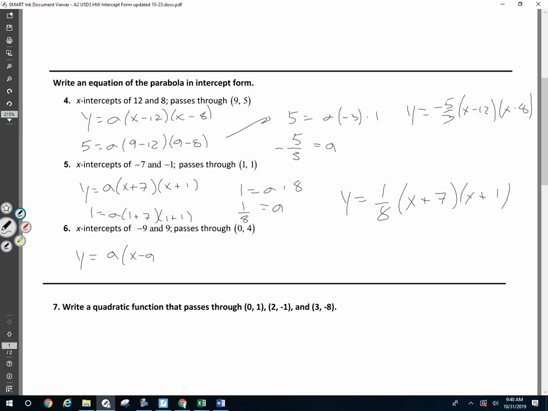This will be x minus 9, x plus 9. One of them will let -9 work, one of them will let 9 work. And then I got the point 0,4. 4 equals A times 0 minus 9, 0 plus 9. That's beautiful. 4 equals A times -81. A is 4 over -81. Great job.